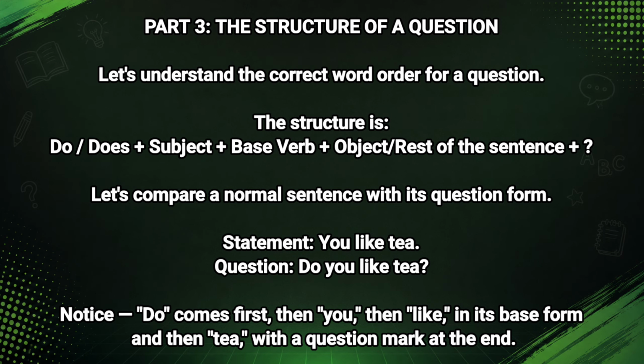Let's understand the correct word order for a question. The structure is do or does plus subject plus base verb plus object plus question mark. Let's compare a normal sentence with its question form. Statement: you like tea. Question: do you like tea? Notice, do comes first, then you, then like in its base form, and then tea with a question mark at the end.